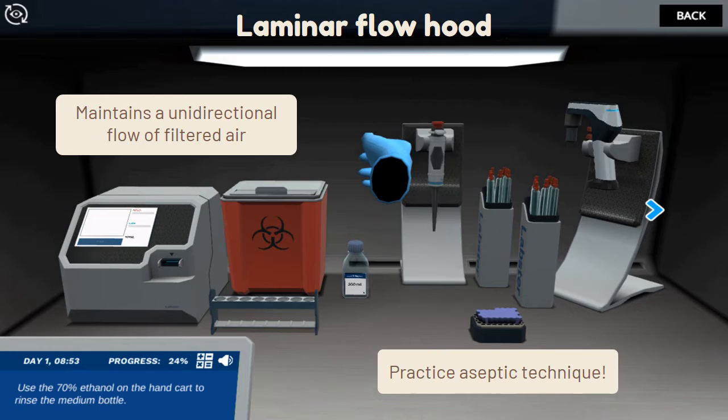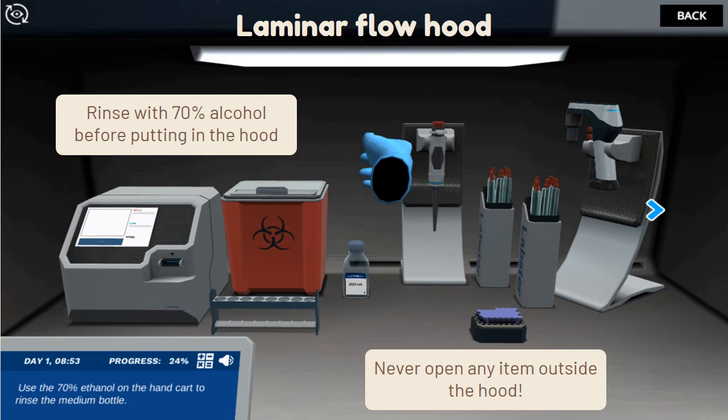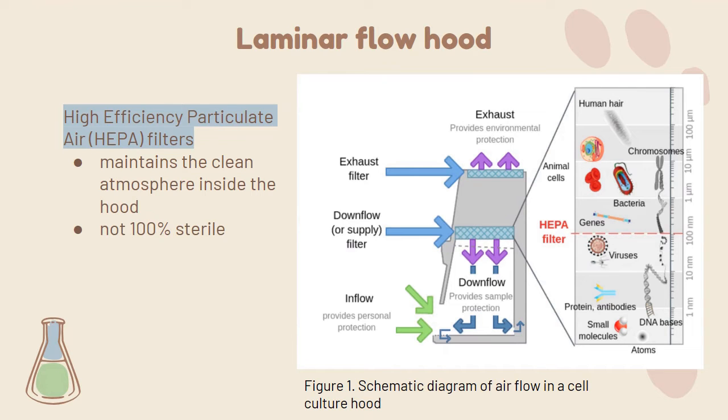In the lab environment, we also have the laminar flow hood, which protects the working environment from dust and other airborne particles by maintaining a unidirectional airflow. Despite this, aseptic technique still needs to be practiced. Before putting something inside the hood, it must first be washed with 70% ethanol to kill any contaminants on its surface. And another important rule is to never open any item outside the hood. HEPA filters maintain the clean yet not 100% sterile atmosphere inside the hood. The airflow inside a laminar flow hood is shown in the diagram.